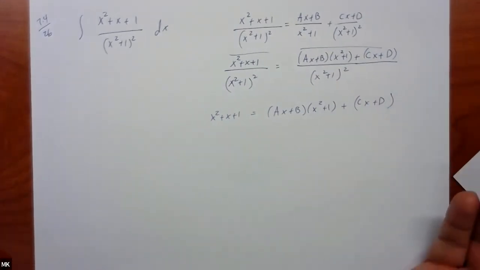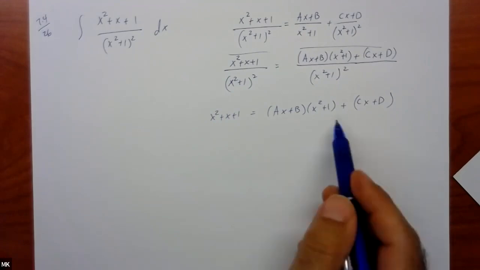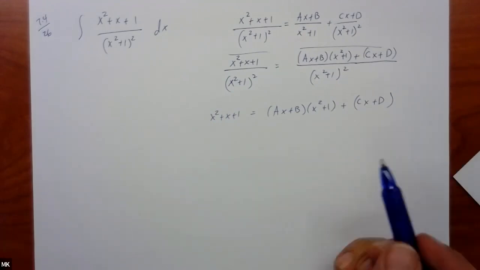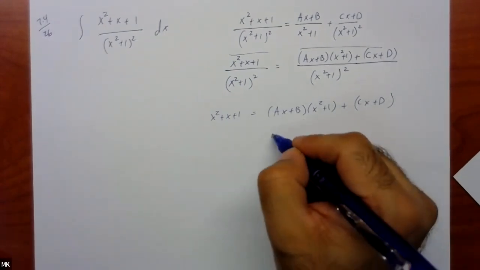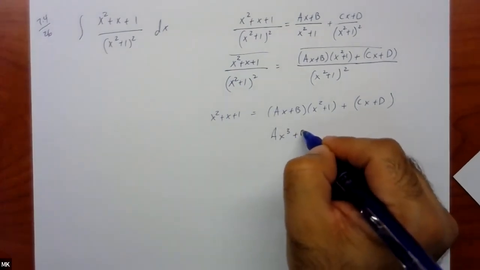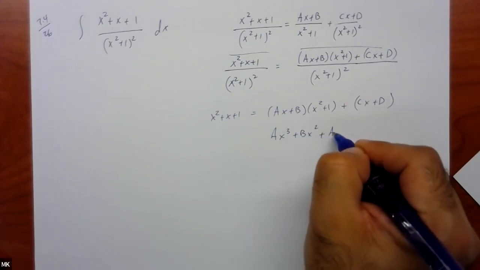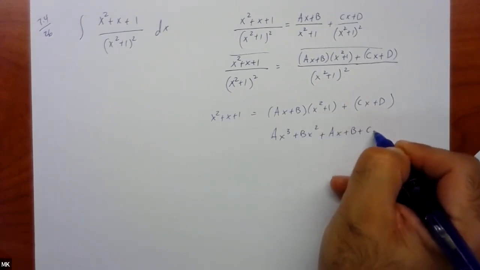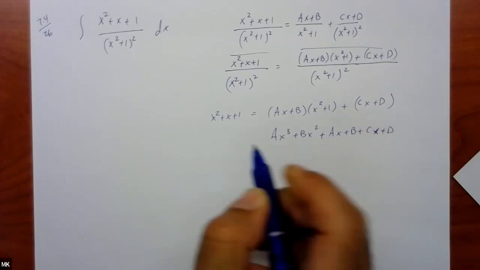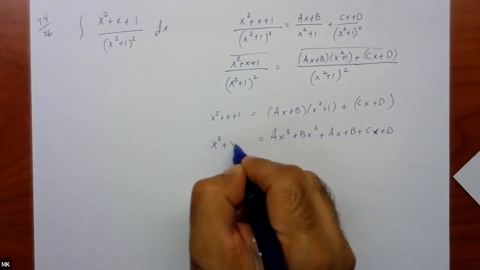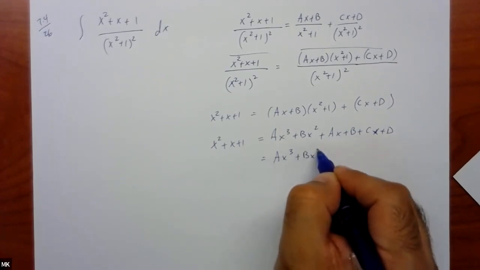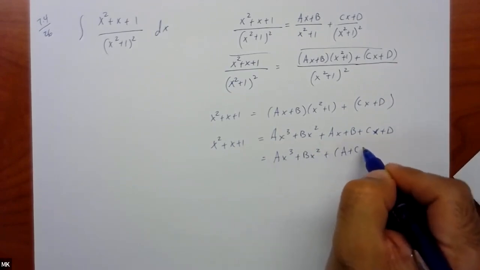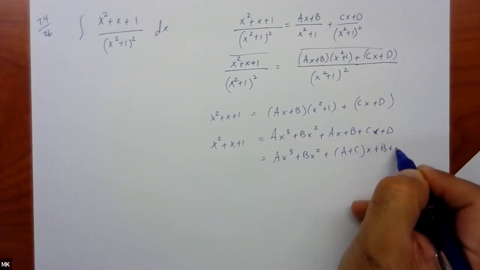So I don't know how you like to do this. You can distribute, collect like terms, see what happens. I think for this type of problem, maybe that's the easiest way of going about it. Let's do that. So ax cubed plus bx squared plus ax plus b plus cx plus d. So ax cubed plus bx squared plus a plus c x plus b plus d.